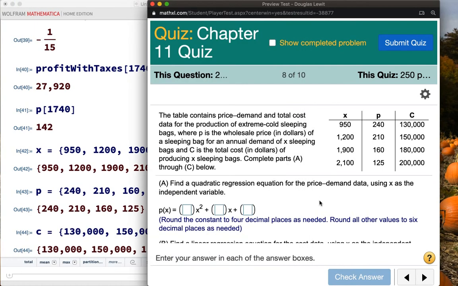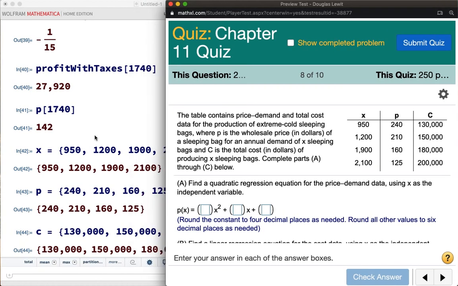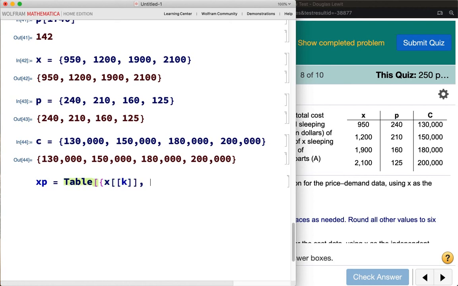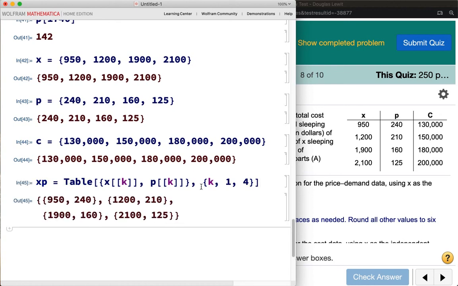So I need to create a quadratic regression equation for the price demand data. Here's what I'm going to do. I'm going to call this XP table. I'm going to make up a letter. I happen to like the letter K. P of K. K goes from 1 to 4. Why am I going from 1 to 4? Because each of these lists contains 4 numbers. Shift Enter.